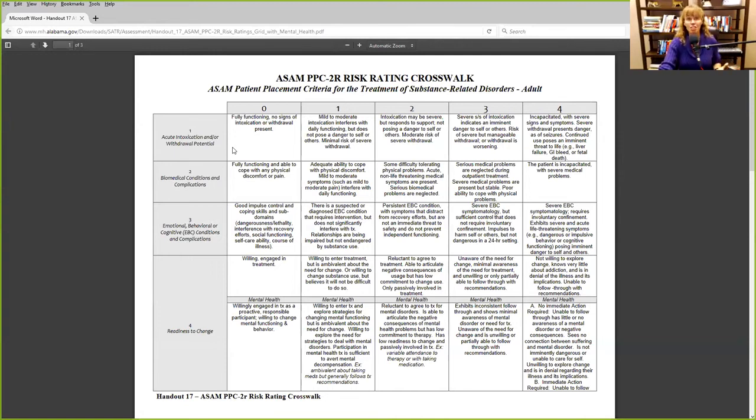But if they're ready for change, then they kind of score a 0. They're probably going to do really well at an early intervention level of care, once a week, group psychotherapy, support group type stuff. If they have a little bit more problem, they're willing to enter treatment, but they're ambivalent about the need for change, or they're willing to explore strategies for changing mental functioning, but they're ambivalent about exactly how bad it is, we may start looking at level 1.